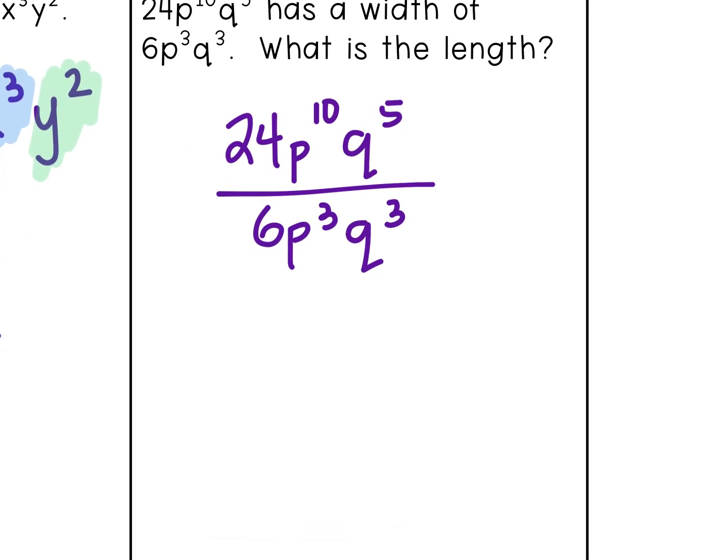Okay, so let's start our dividing. Starting with the regular numbers, what is 24 divided by 6? That gives us 4.